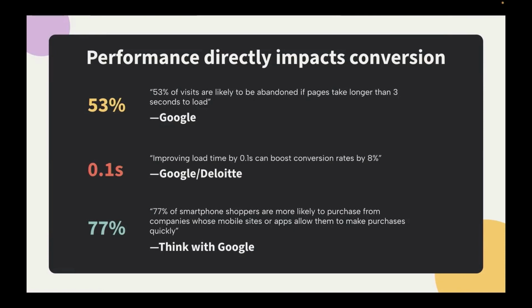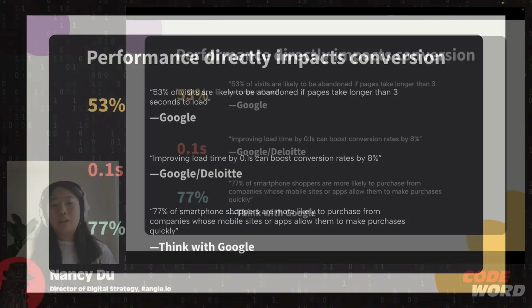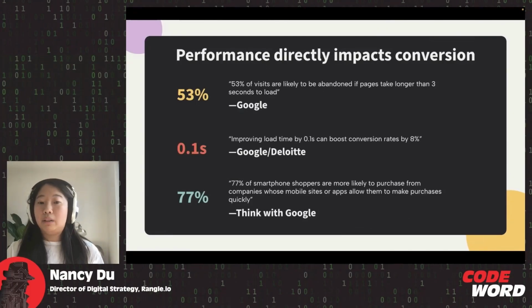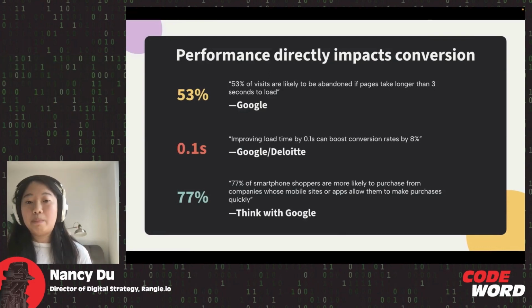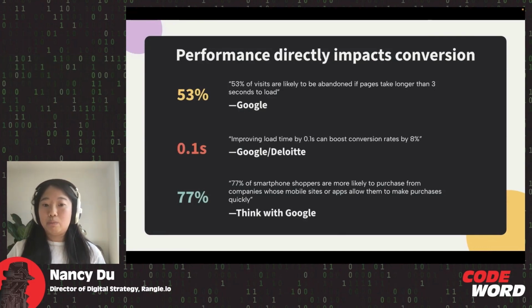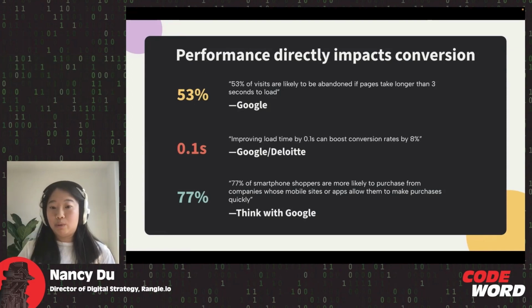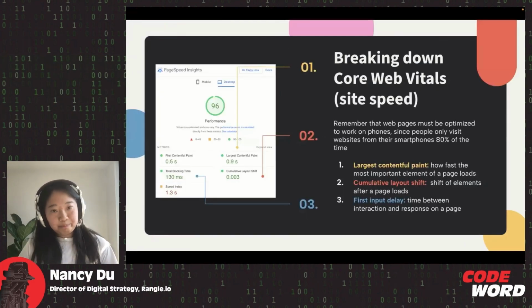Other metrics show that improving load time even by 0.1 second can boost conversion rates by 8%. So even just increasing your site speed by a little bit can go a long way in terms of impact. This is especially true on mobile devices, where, especially in the e-commerce industry, 77% of smartphone shoppers are more likely to purchase from companies whose mobile sites or apps allow them to make purchases quickly. So performance is very critical for SEO and direct conversion.